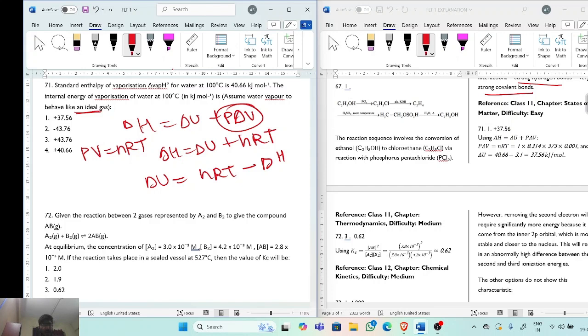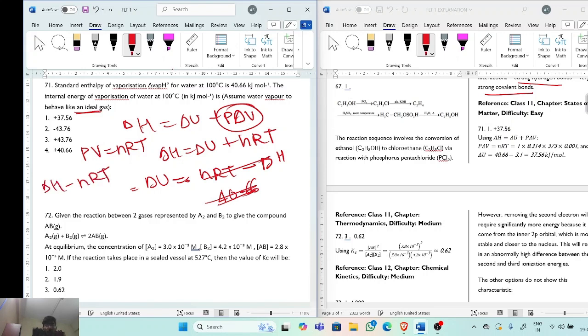So here delta H is given, which is 40.66. Now we have to calculate nRT. So yes, this is correct. Delta U will be equals to delta H minus nRT. This will be the correct.